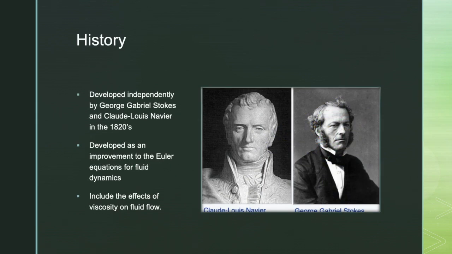The Navier-Stokes equations were developed in the early 1800s. The equations were derived independently by George Gabriel Stokes and Claude Louis Navier. These equations were a generalization of the Euler equations for fluid dynamics, which were published by Leonhard Euler in 1757. As an interesting side note, the Euler equations can be derived from the Navier-Stokes equations by assuming that the fluid has no viscosity and no thermal conductivity.